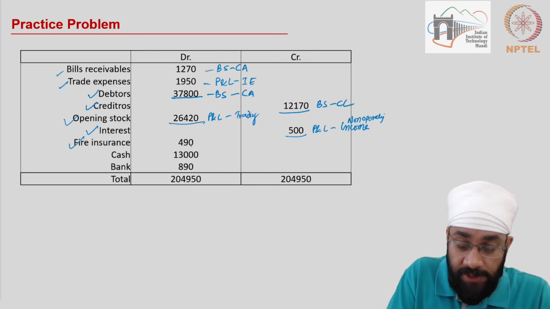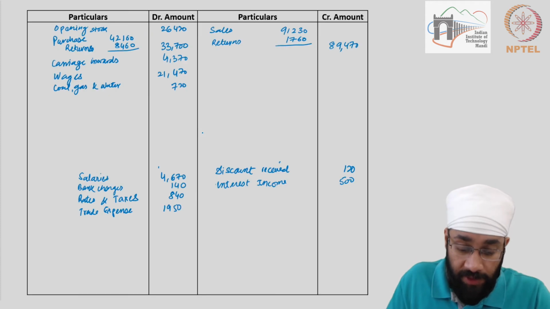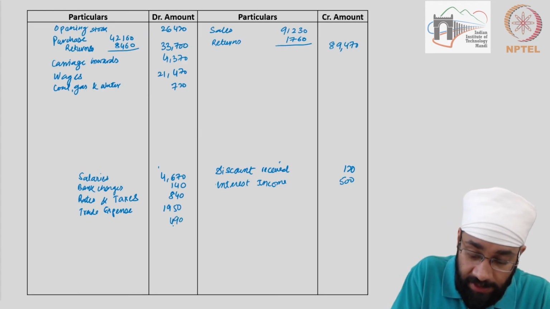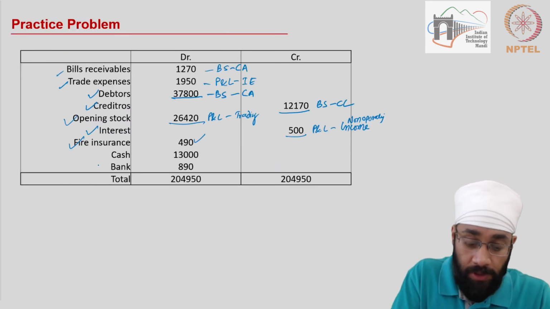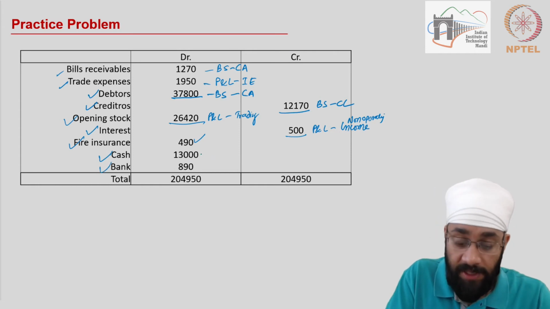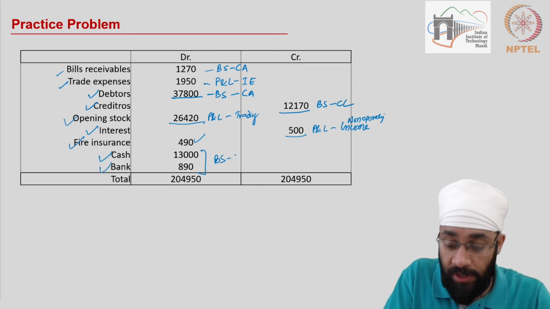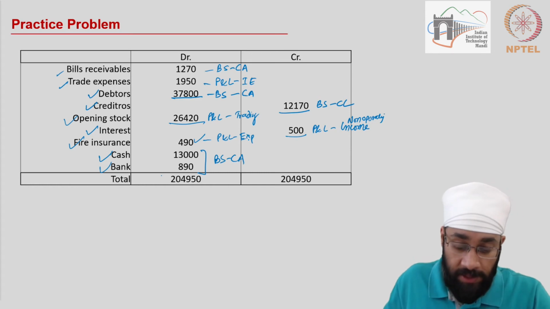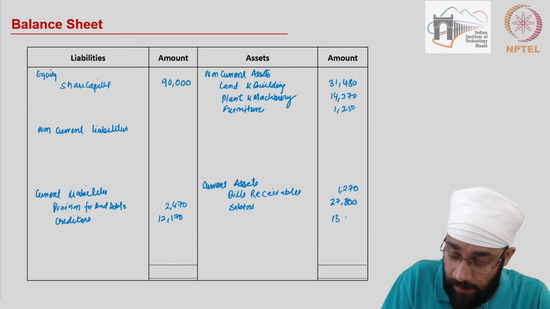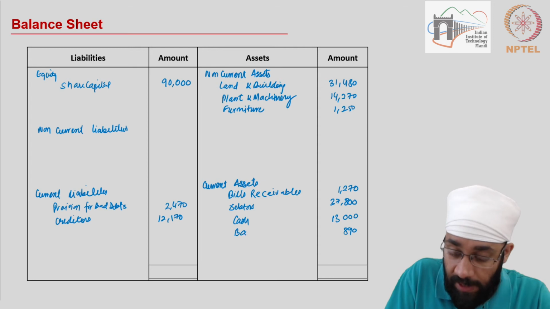Fire insurance, this is debit, so you are paying this premium 490. We treat this as an indirect expense. So fire insurance premium 490. You have cash balance and you have bank balance. Both these items go to balance sheet under current assets, and fire insurance is an indirect expense. So cash and bank need to be posted: 13,000 and 890. This is cash and this is bank balance.